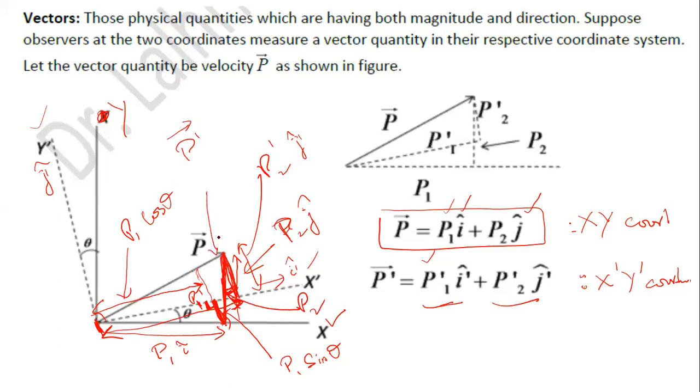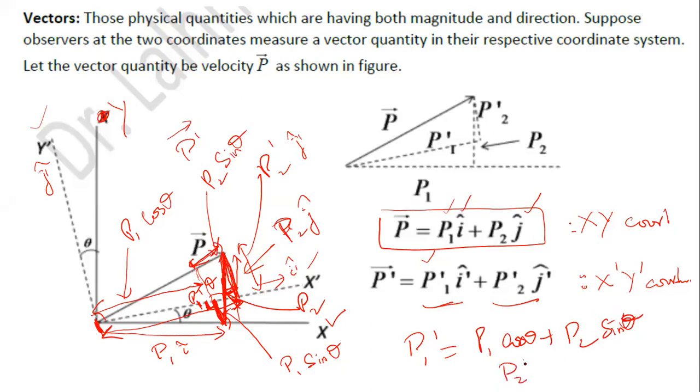So what will be this? Between this and this, if this angle is theta, you remember that, this will be P2 sine theta. So if you consider the same geometry calculation here, you will find that P1 prime is equal to P1 cos theta plus P2 sine theta. And also you can write your P2 prime.